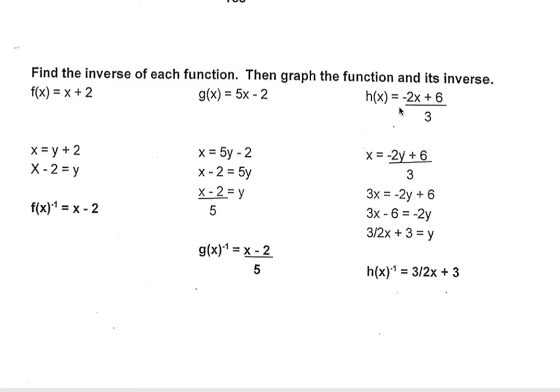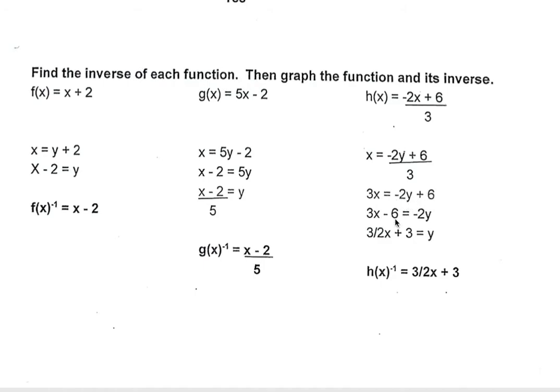Now let's go to h of x, a little more complex one here. Okay, so we switch the x and the y, so we get x equals negative 2y, it was negative 2x, plus 6 over 3. All right, now we're going to multiply both sides by 3, so we get our 3x equals, and then we're just left with what we had in our numerator. Remember, numerator is the top number, denominator is the bottom number. So our numerator just stays the same, negative 2y plus 6.